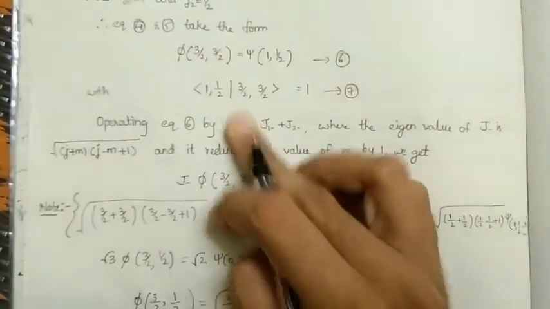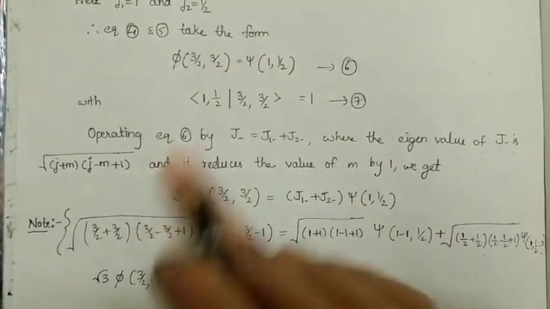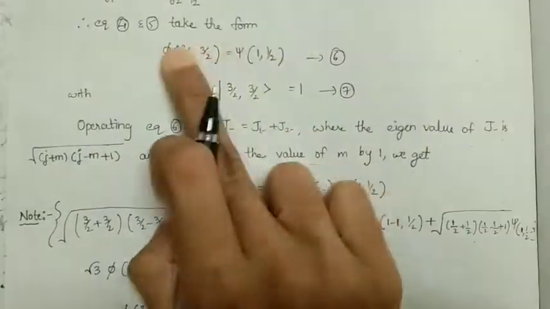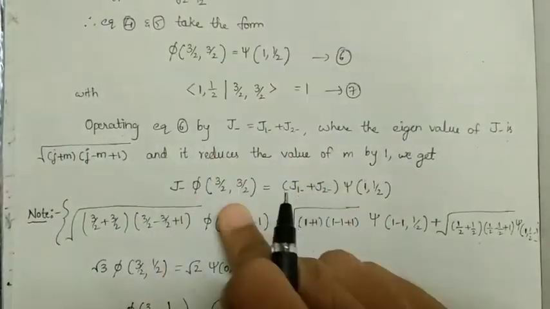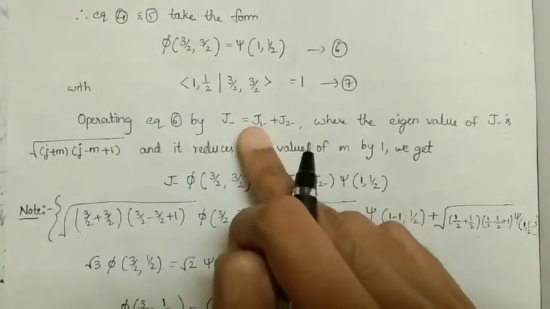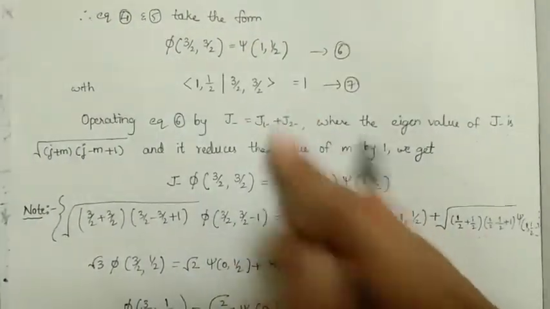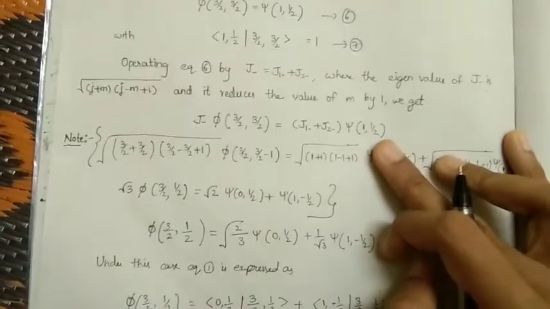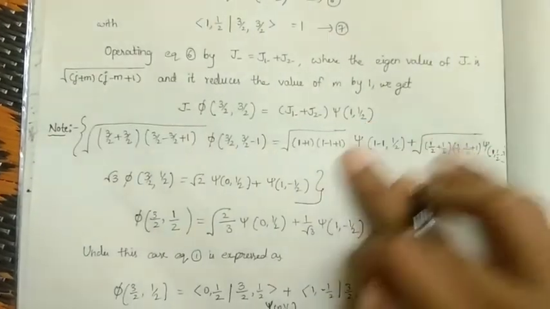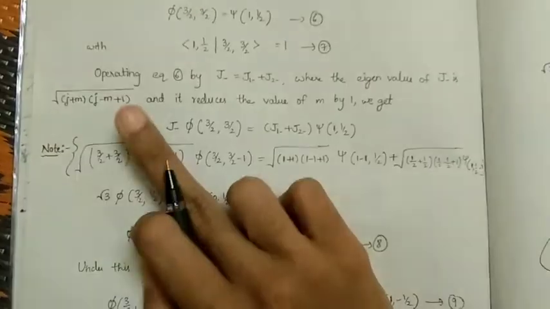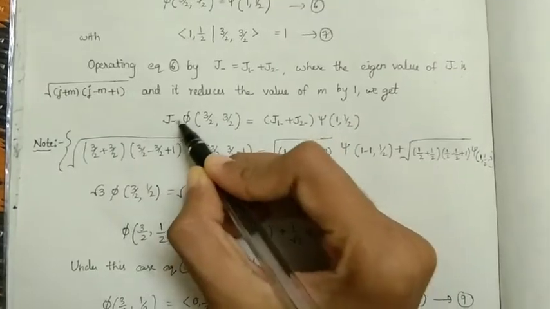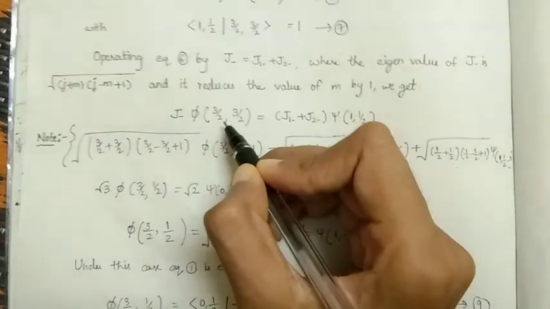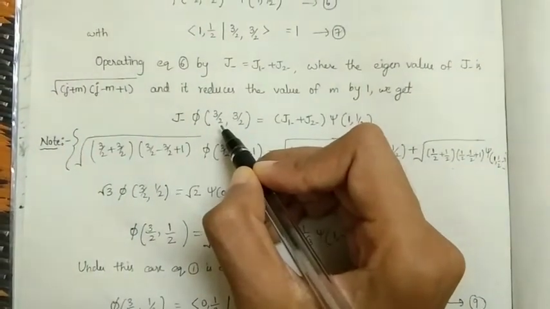So here what we have to do is, we need to operate this equation, operating with j minus on both sides of this equation. So j minus on phi of 3 by 2 comma 3 by 2, and j minus is nothing but j1 minus plus j2 minus in uncoupled form. So because this is uncoupled form, j1 minus plus j2 minus on psi of 1 comma half. Now if we apply this formula, here j minus is operating on this. So this is j and this is m. In the notation also we have represented phi of j comma m.